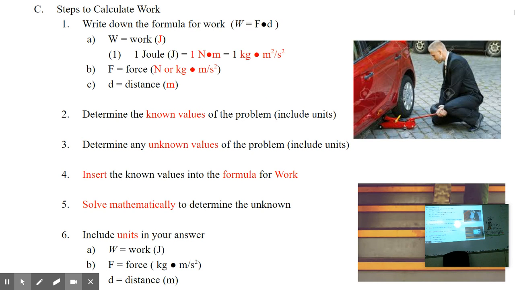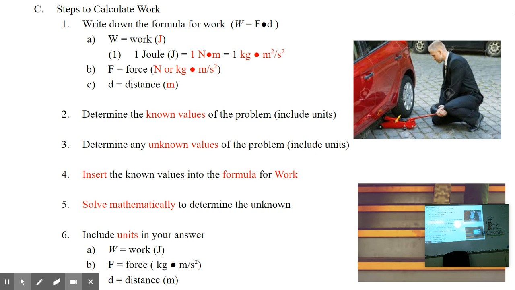So, steps to calculate. You're going to see a page like this all year long. Okay, and they don't necessarily change a whole lot. The only thing that really changes are the types of formula. Steps are generally similar. All right.